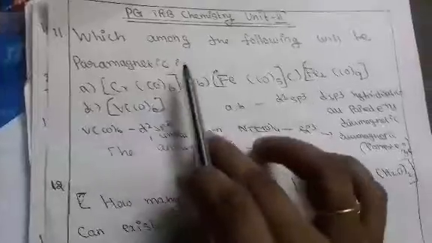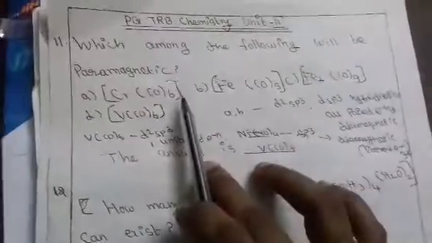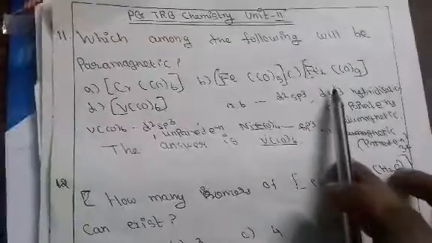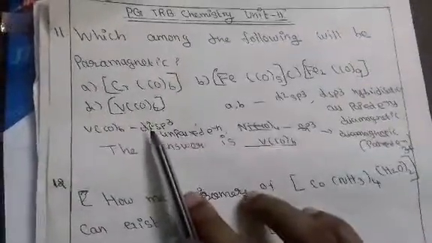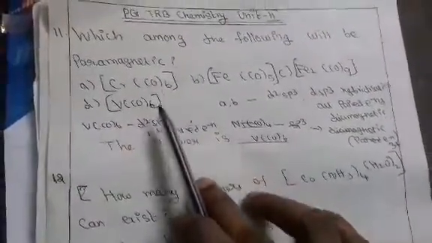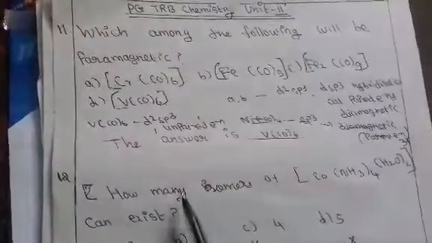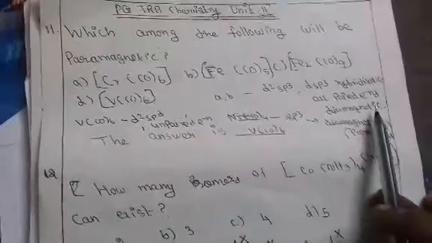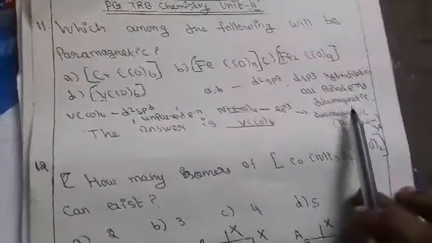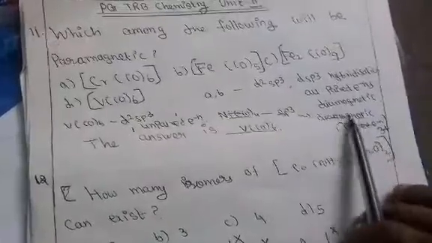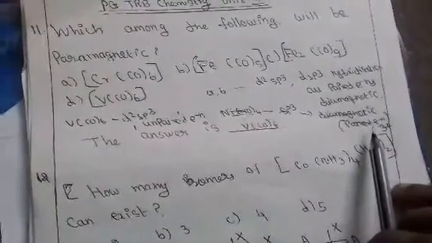The first one is: which among the following will be paramagnetic? Cr(CO)6, Fe(CO)5, Fe2(CO)9, and the last one is V(CO)6. In complexes A and B, they are d2sp3 and dsp3 hybridizations. All the electrons are paired, so they are diamagnetic. And Fe2(CO)9 contains a metal-metal bond and also contains paired electrons, so it is also diamagnetic.